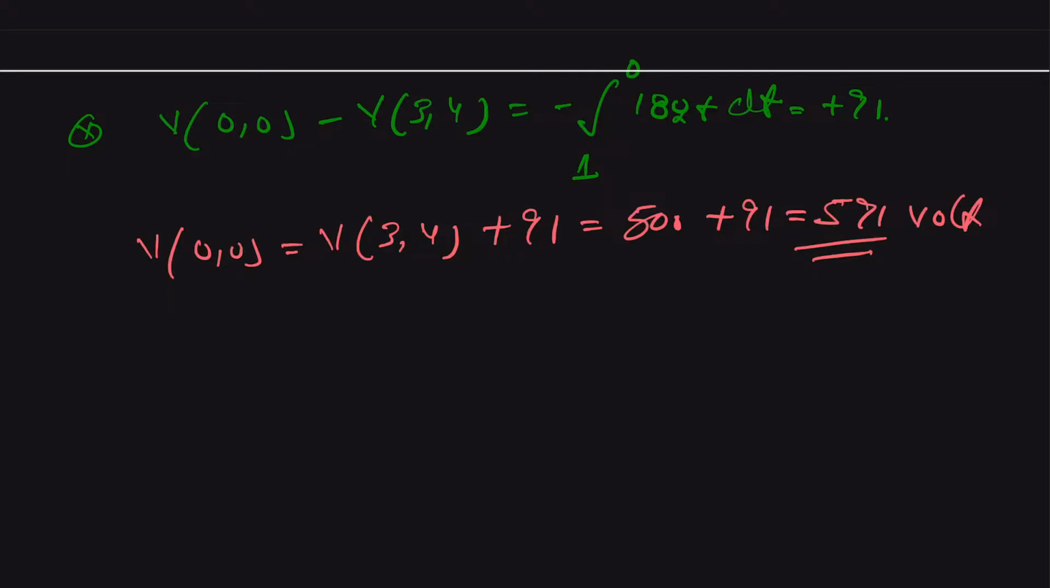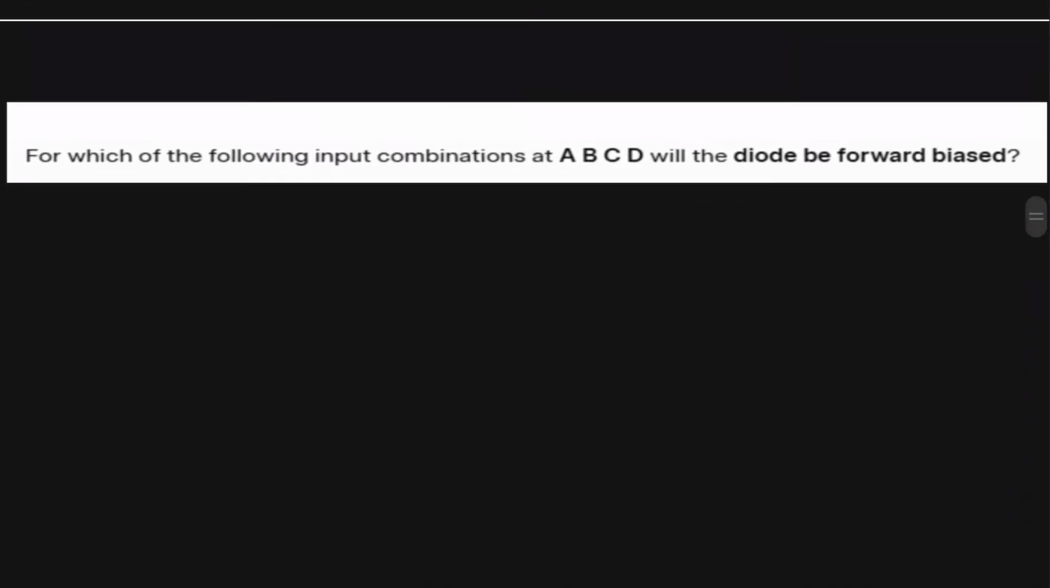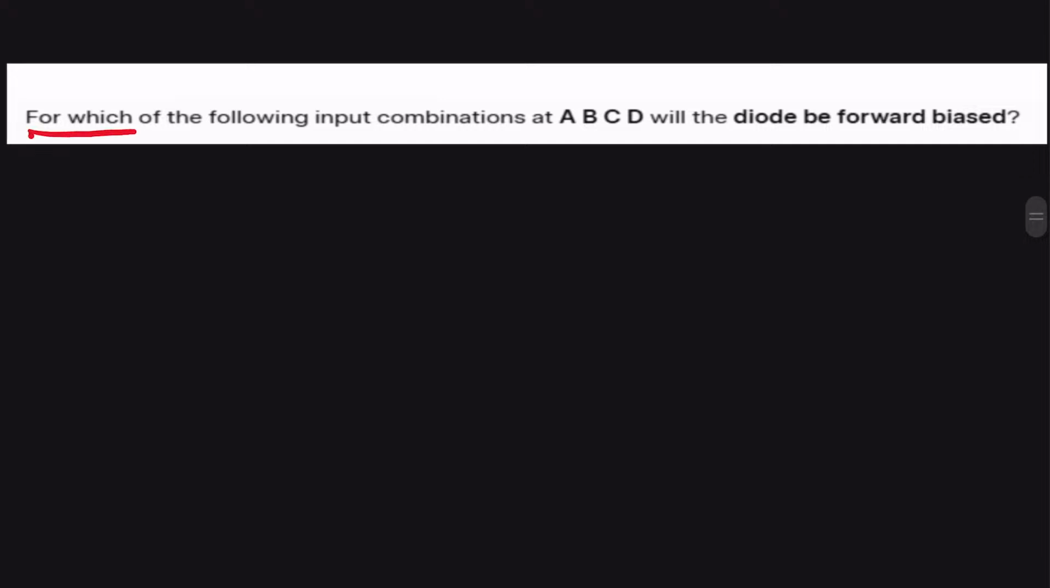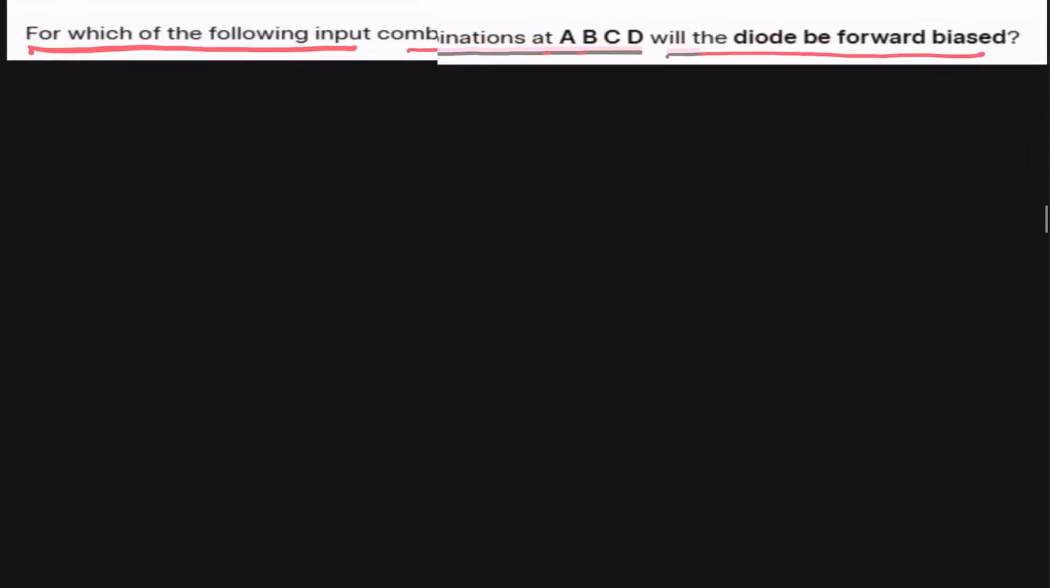Next question. For which of the following input combination A, B, C, D will the diode be forward biased? So basically we are given a logic gate circuit. So draw it.